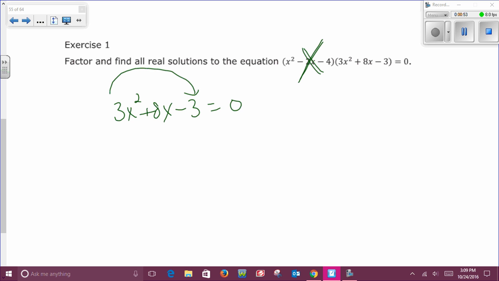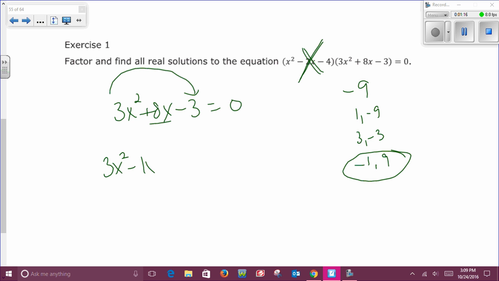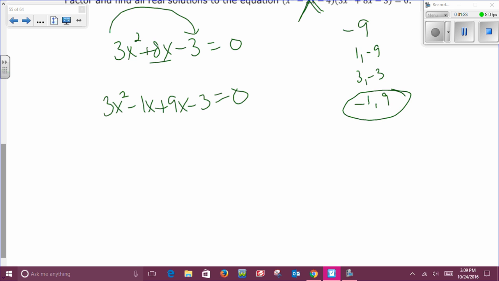So 3 times negative 3 is negative 9. My factors of negative 9 are 1 and negative 9, 3 and negative 3, and negative 1 and positive 9. Now I need to see which pair gives me a positive 8x. Well, that would be that pair there. So I will have 3x squared minus 1x plus 9x minus 3 equals 0. Remember, all I'm doing is breaking it down so that I've uncombined my like terms.